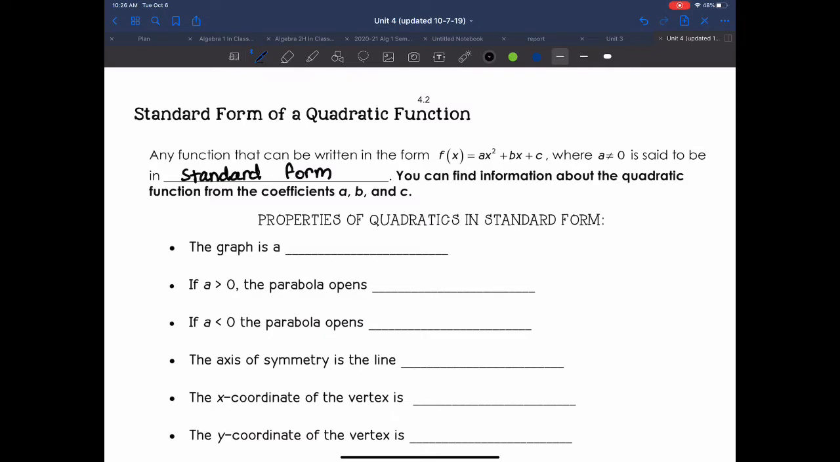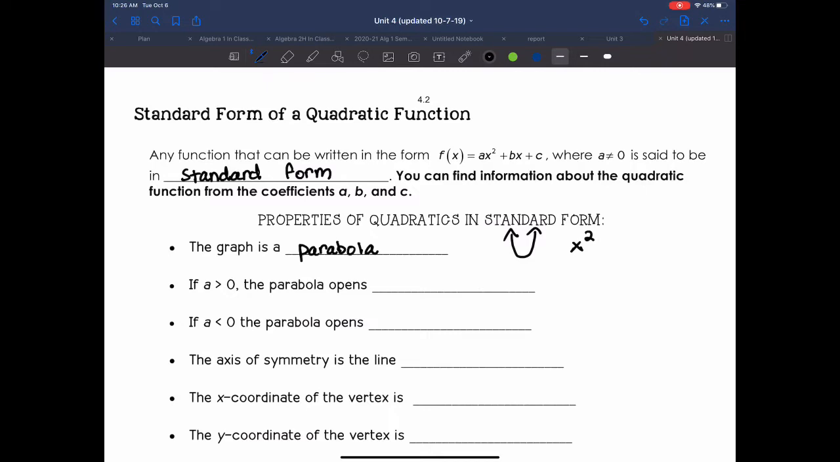The first thing I want you to notice is that the graph of a quadratic function is a parabola. You might remember this from Algebra 1, but if you have a parabola, then you're looking at an equation that has x squared in it. So a quadratic equation is going to be represented on a graph using a parabola. Now, a couple of things to note about the equation of a parabola.